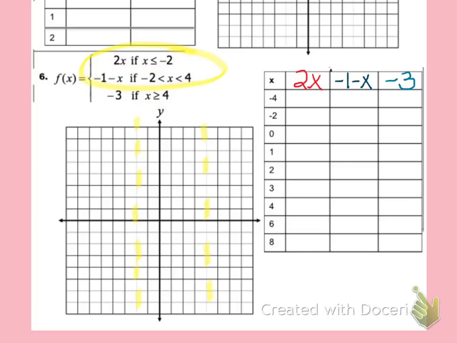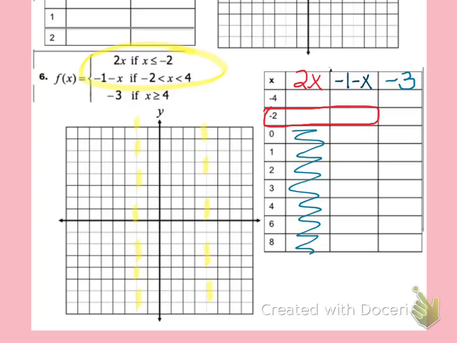So taking a look at those first 2, we're going to have a change in behavior at -2. So on this table, I know that right here is where we're going to see that change in behavior at -2. And so for that first part of the function, 2x, I'm only going to substitute in values -2 and before. And after that, I'm going to just scribble out the rest of that table. I'm not going to bother plugging in things like 0, 1, 2, 3, 4, and so on because they're really outside of the interval. It says this function only exists when x is less than or equal to -2.